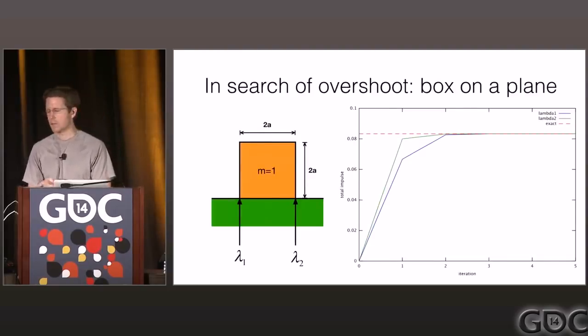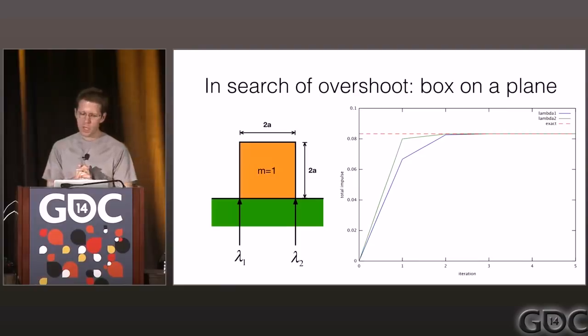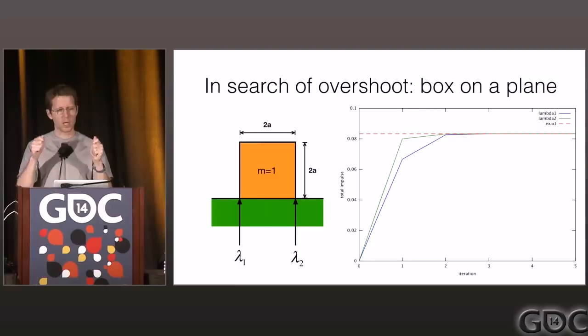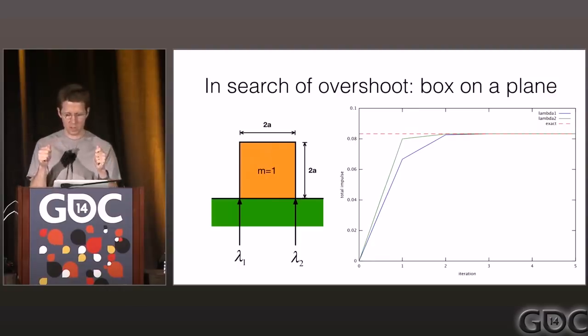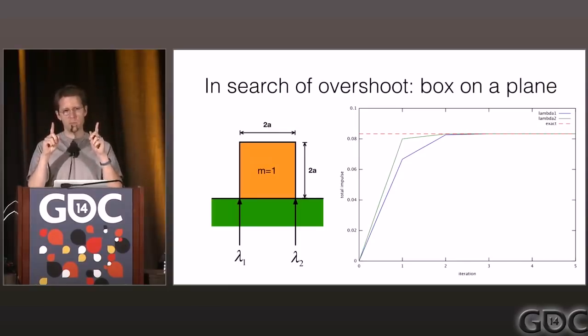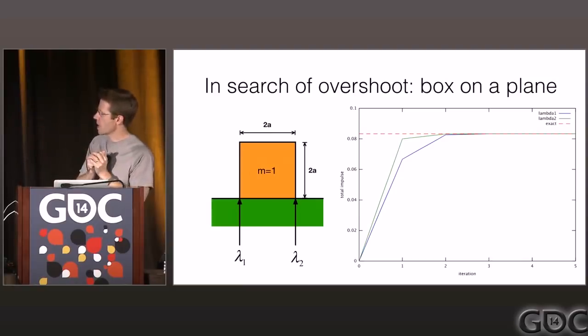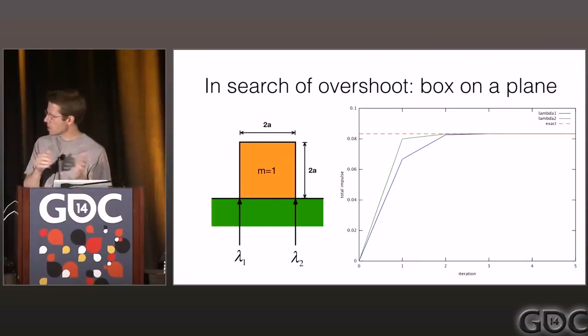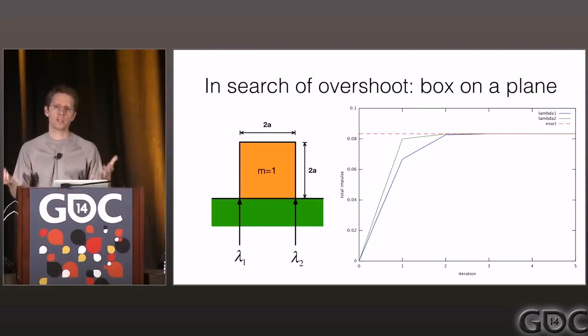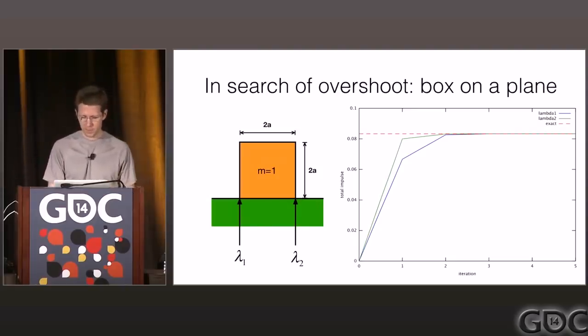All right, so I want to start looking for overshoot. In the case of a box on a plane, we'll have 2 contact points. And I wrote a script that solves this. And here's the graph of the solution. Now, these 2 contact points should both be supporting half the weight. So there's no rotation. You want them balanced. So they should both be going up to that dashed red line. And they do. They go up in 2 iterations, and there's actually no overshoot. So in this case, you actually don't need any clamping. So that's not the case we need.